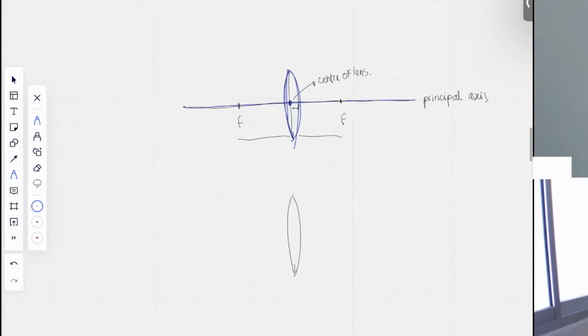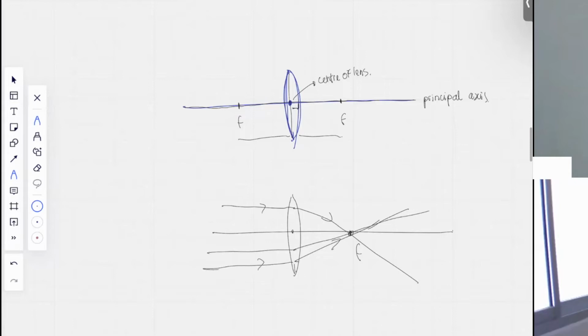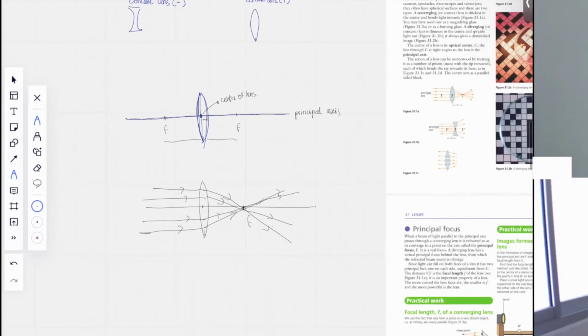As I mentioned, the convex lens has a tendency to merge the light rays into a point. And that point is the focal point on the principal axis.